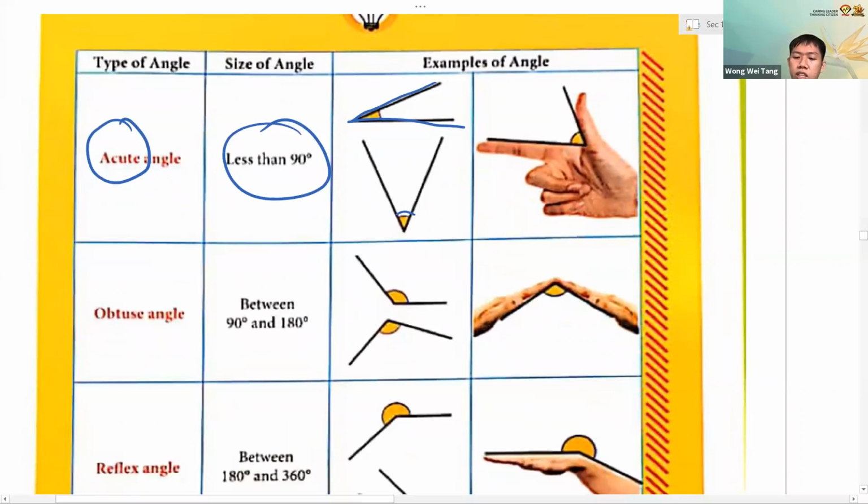The next type of angle is called obtuse. An obtuse angle is greater than 90 but less than 180. So this is an example. It is more than a right angle, but it's less than a straight line.